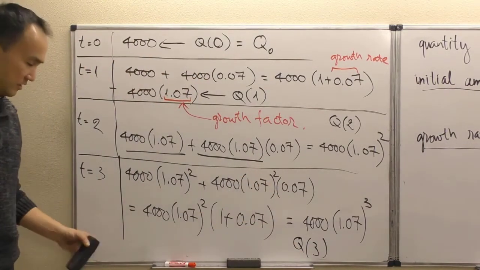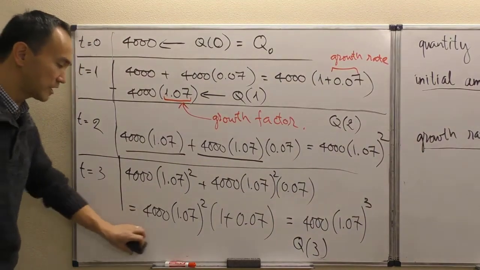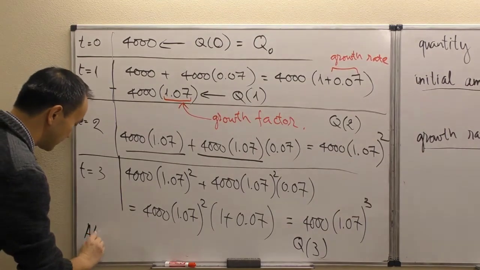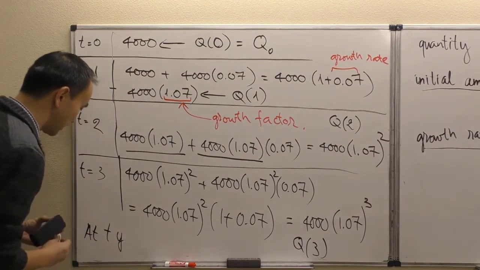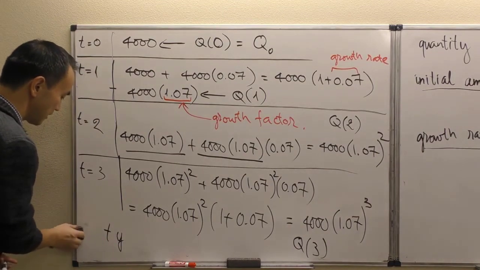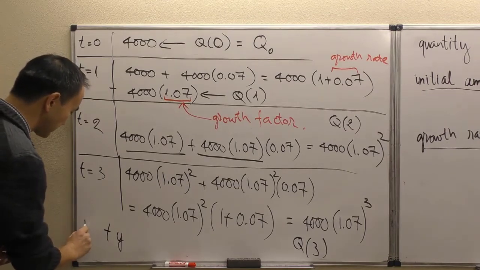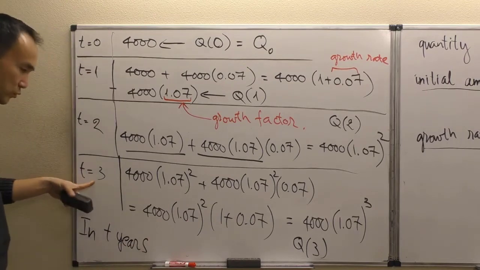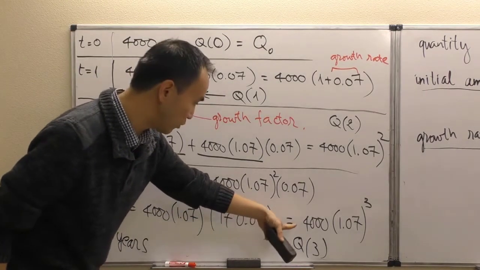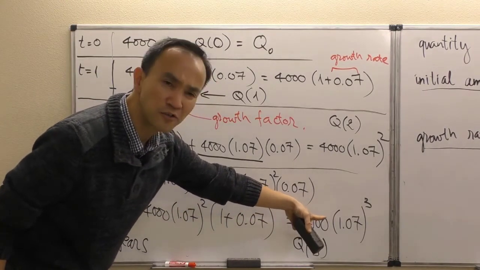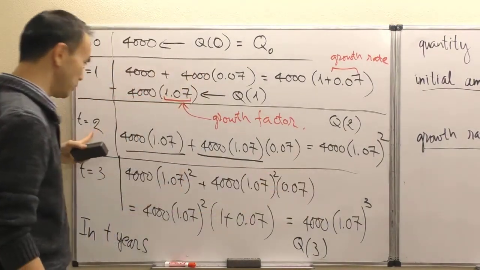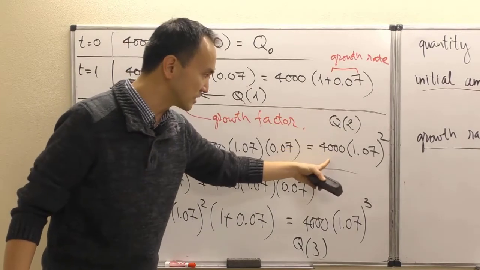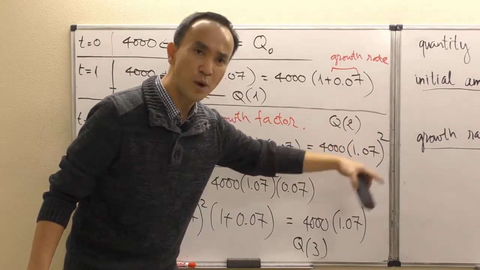So now we can start thinking about the long run right here. At t years, or in t years later. So when it's 3 years, Q of 3 equals 4,000 times 1.07 to the third power. In 2 years, t equals 2, Q of 2 equals 4,000 times 1.07 squared right there.